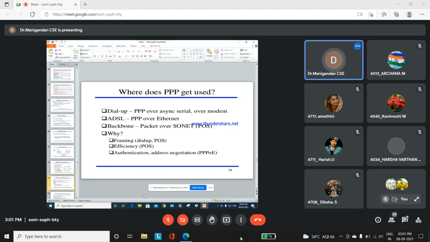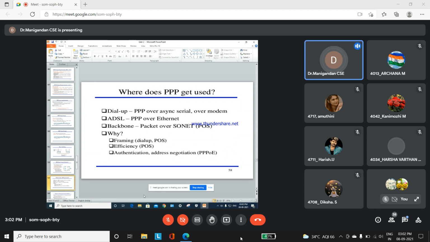Okay. Where does point-to-point get used? Dial-up, point-to-point over asynchronous serial over modem. By using the dial-up connection, the point-to-point protocol can be implemented. Likewise ADSL over Ethernet, using point-to-point control with the help of Ethernet, the data can be connected. Backbone means packet over point-to-point network with the help of SONET. SONET means what? It is one type of technology used for transferring the data from source to destination, which acts as a backbone of the process.